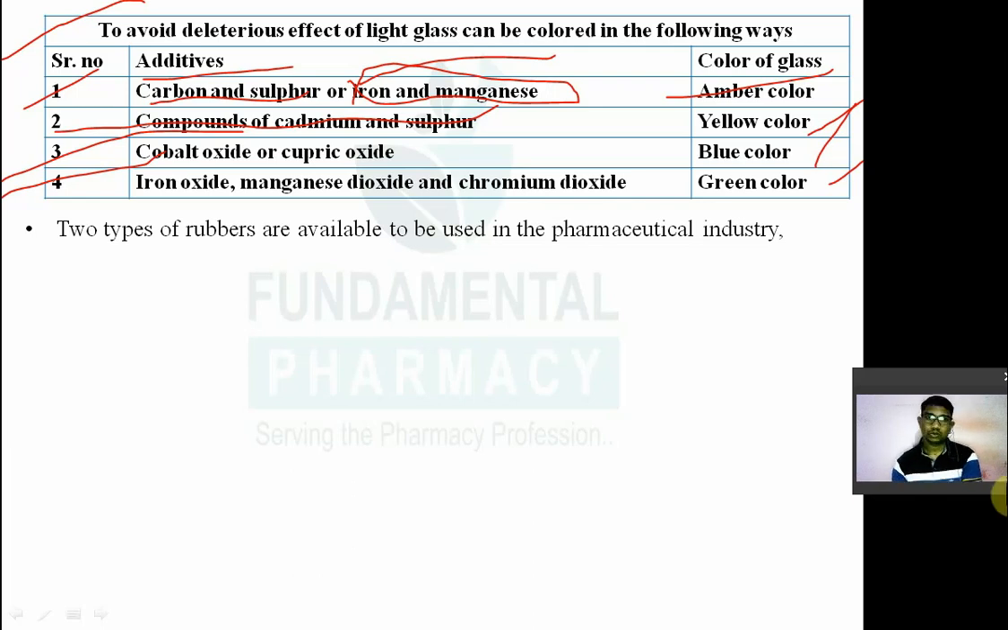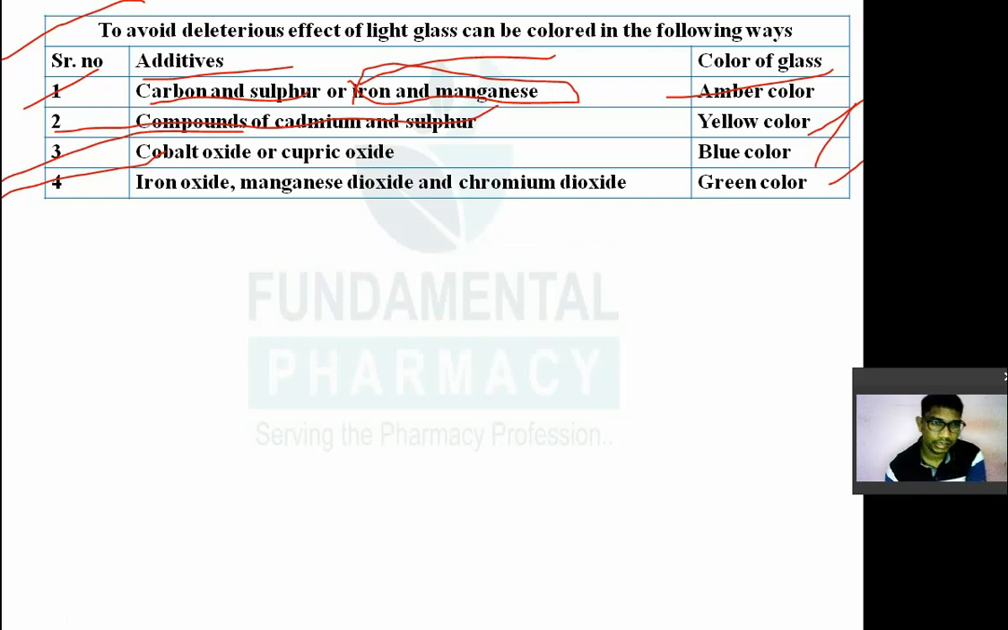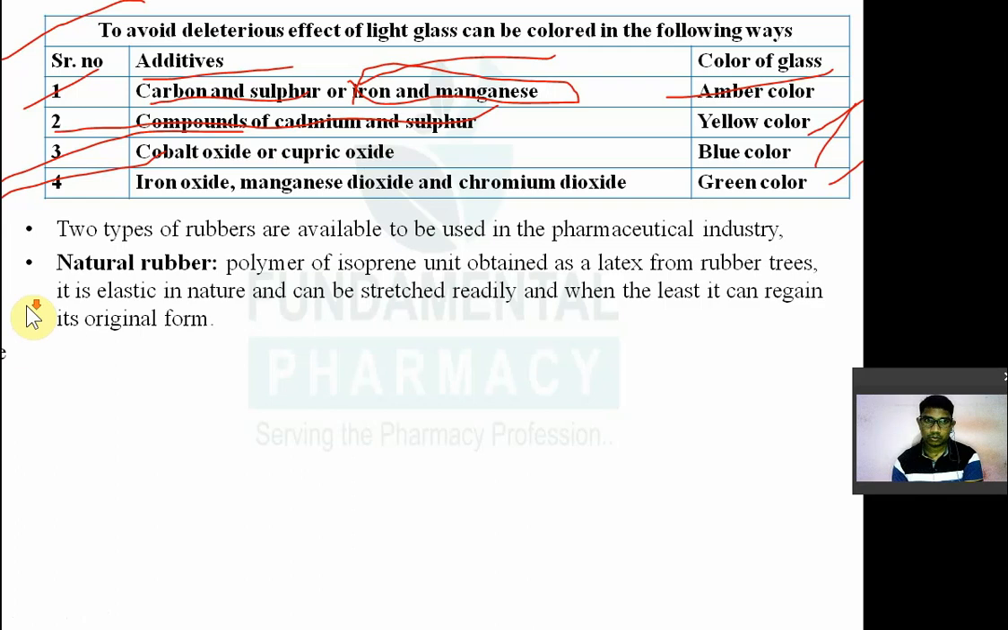There are two types of rubber available in the market to be used in the pharmaceutical industry. Okay, two types of rubber. The first one is natural rubber. It is nothing but a polymer of isoprene unit, C5H8 means isoprene. So it is a polymer of isoprene, (C5H8) with n in brackets. That is nothing but the natural rubber.